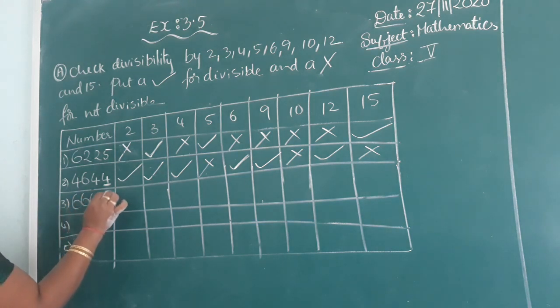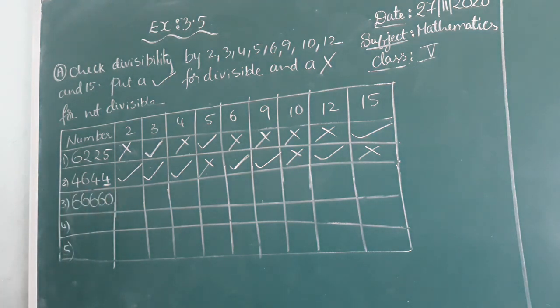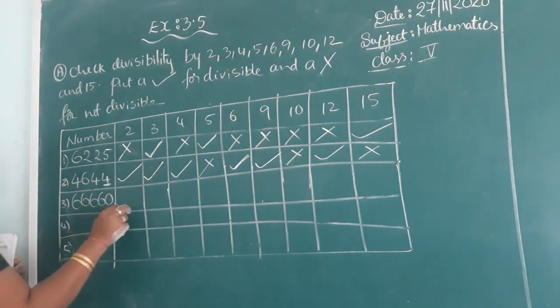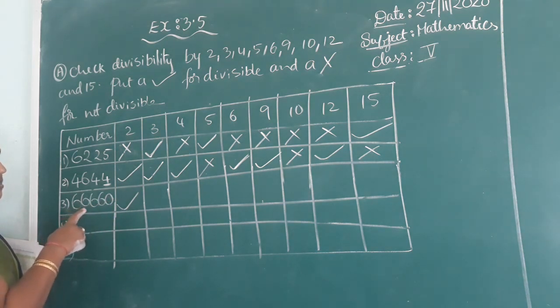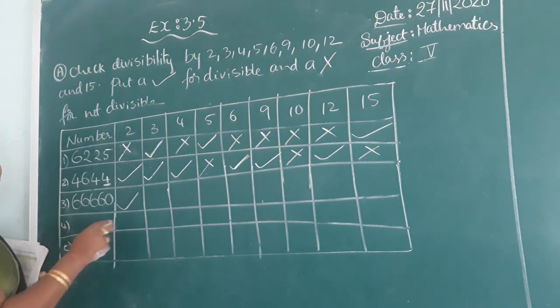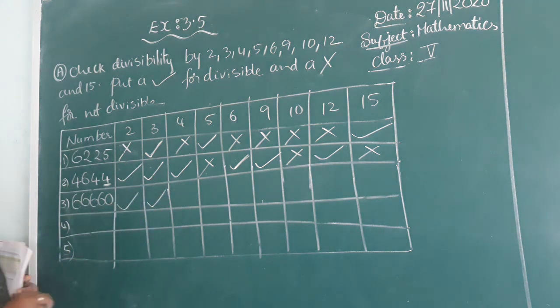6060. What type of number is it? It is an even number, so it is divisible by 2. Is it divisible by 3? Check the sum of the digits: 12 plus 12, 24. 24 is divisible by 3.